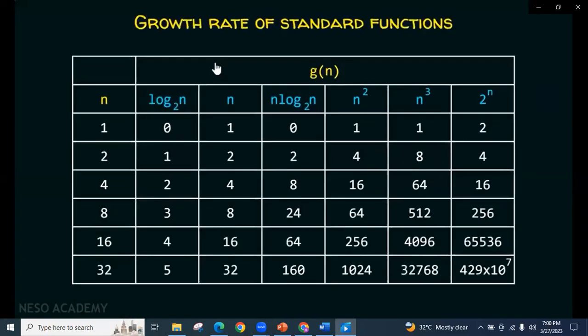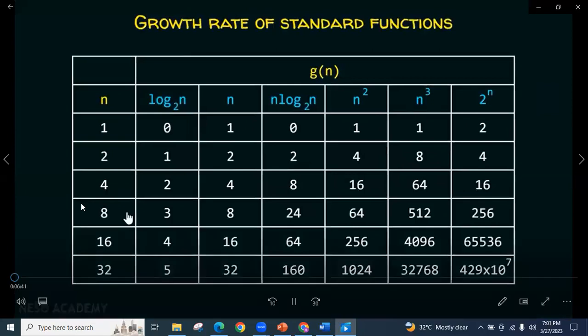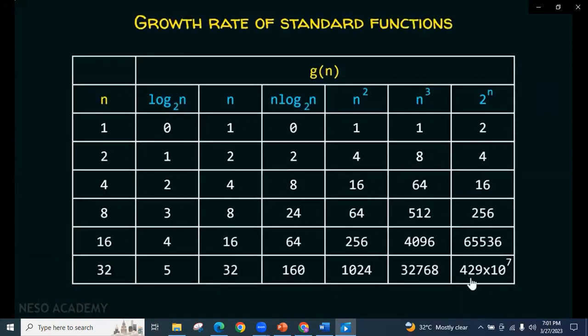Now, let's consider some growth rates of the standard functions. Here you can see some standard functions and their growth rates. Here you can see the values of n, that is 1, 2, 4, 8, 16, 32. You can clearly see that log n base 2 has the least growth while 2 to the power n has exponential growth. You can clearly see over here the value is 4.9 into 10 to the power 7 for n equal to 32.